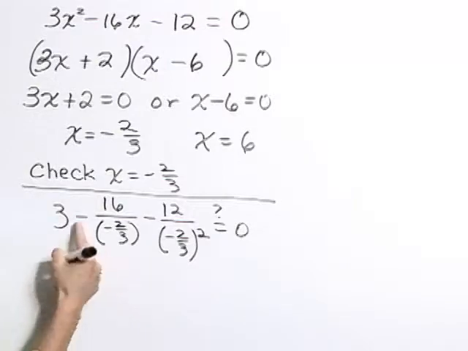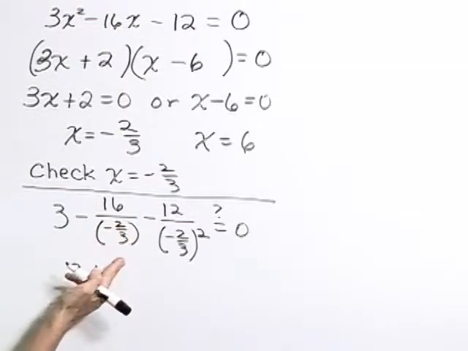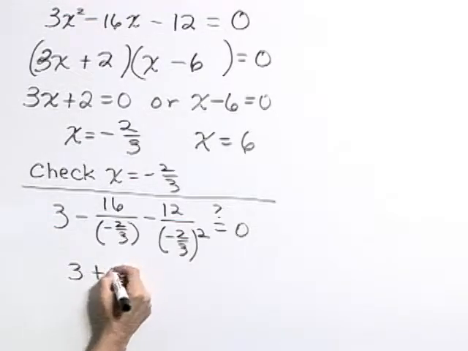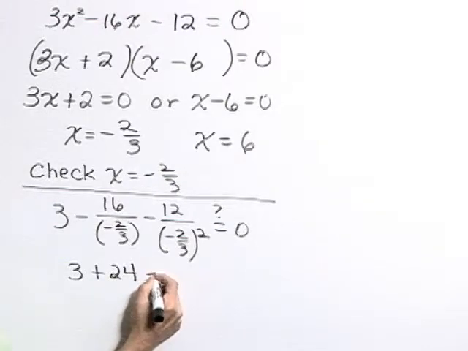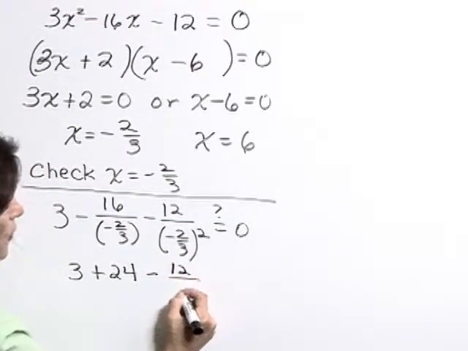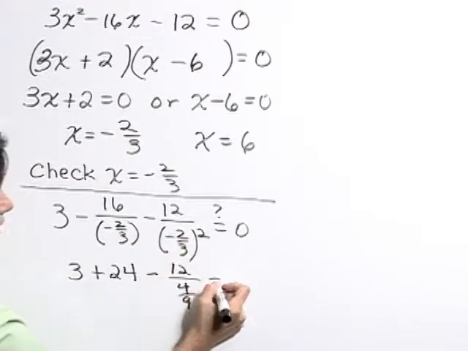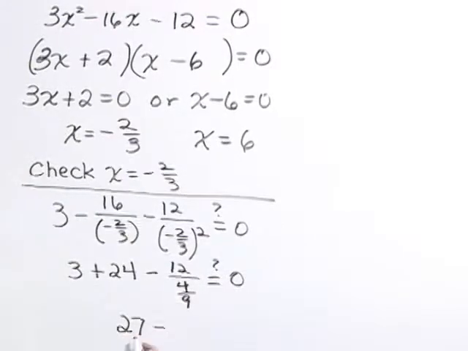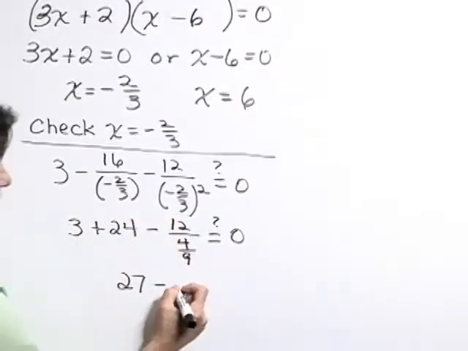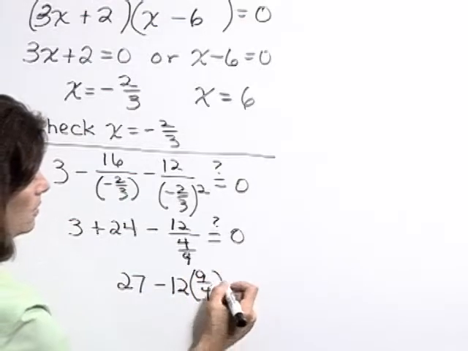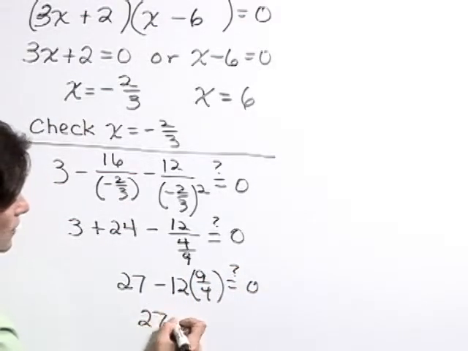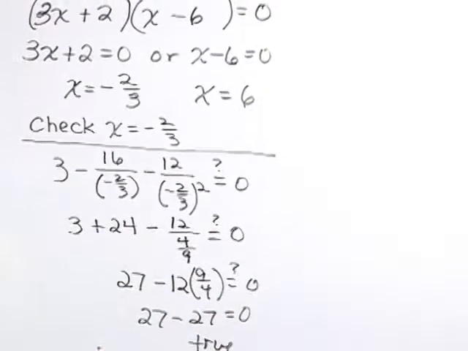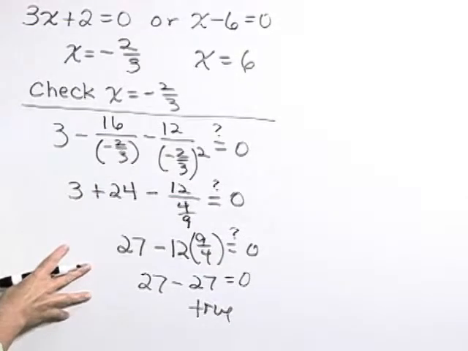This is a 3, that's going to be plus 16 divided by 2/3, which is 16 times 3 halves. That's 48 halves, or 24, minus, here we're going to have 12 over 4/9 as we square that denominator. Is this going to give us 0? Well, that's a 27 minus, this becomes 12 times 9/4. That's 27 minus 27. Yeah, that's a true statement. x equal negative 2/3 satisfies the equation.